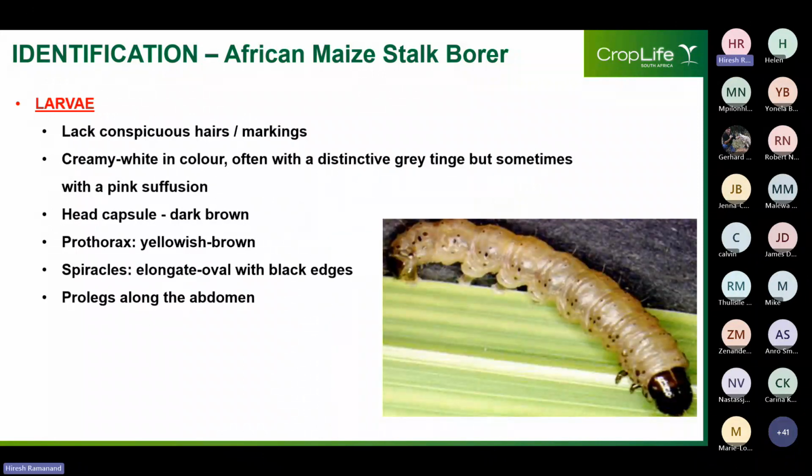The larvae, yes, larvae, not worms, of the African maize stalk borer lack conspicuous hairs or markings. They are usually creamy white in color, often with a distinctive gray tinge, but also sometimes with a pink suffusion. The head capsule is dark brown, and the prothorax is yellowish brown. The spiracles, breathing holes found along the side of the body, as you can see here, are elongate oval with black edges. The larvae have prolegs along the abdomen, as you can see here.